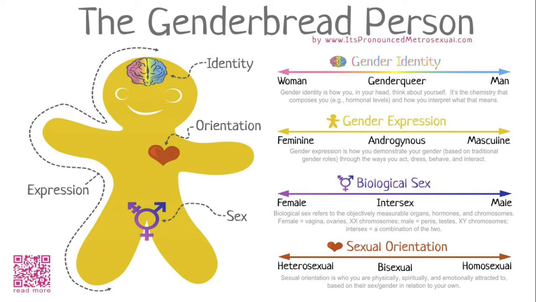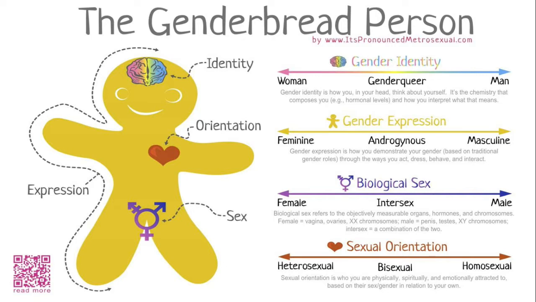Gender expression is how you demonstrate your gender based on social construct within the culture through the ways you act, dress, behave, and interact. Biological sex refers to the objectively measurable chromosomes, hormones, and organs or secondary sexual characteristics of an individual. Female generally has XX chromosomes, often with manifestation of secondary sexual characteristics including a vagina and ovaries, while male generally has XY chromosomes, often with manifestation of secondary sexual characteristics including a penis and testes.